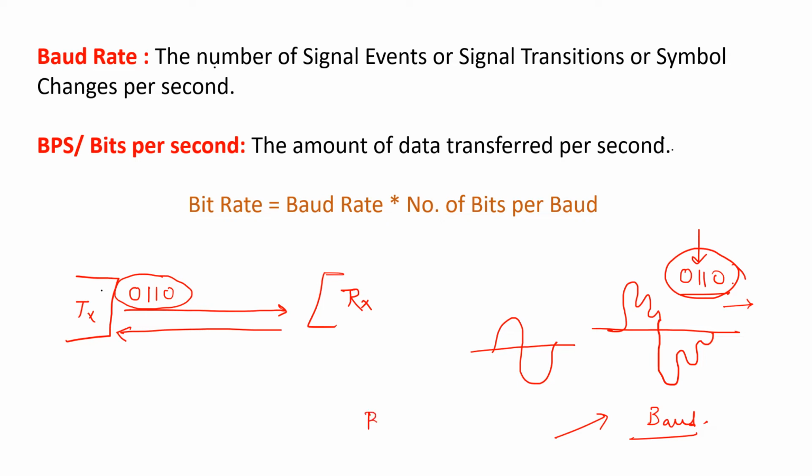And this baud rate basically determines the bandwidth that is required, not the bits per second rate. Now if you are still confused at this moment, I have an analogy to clear it up.